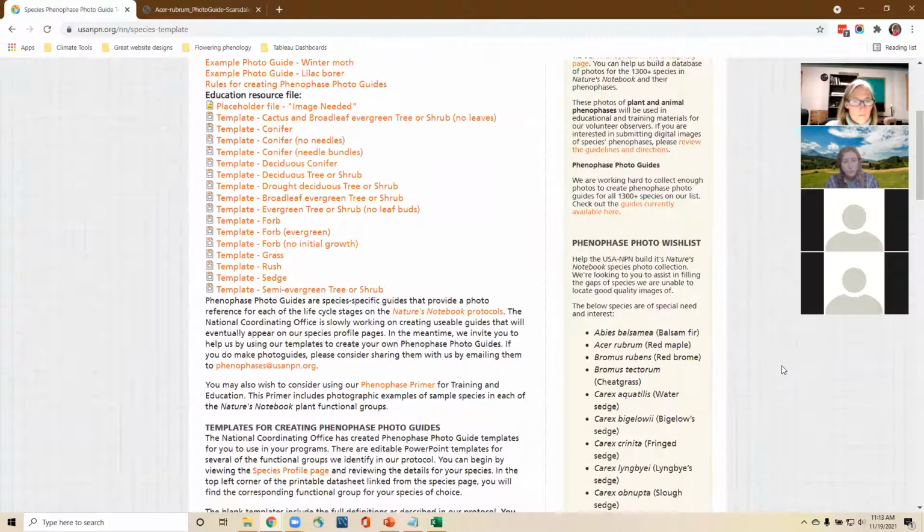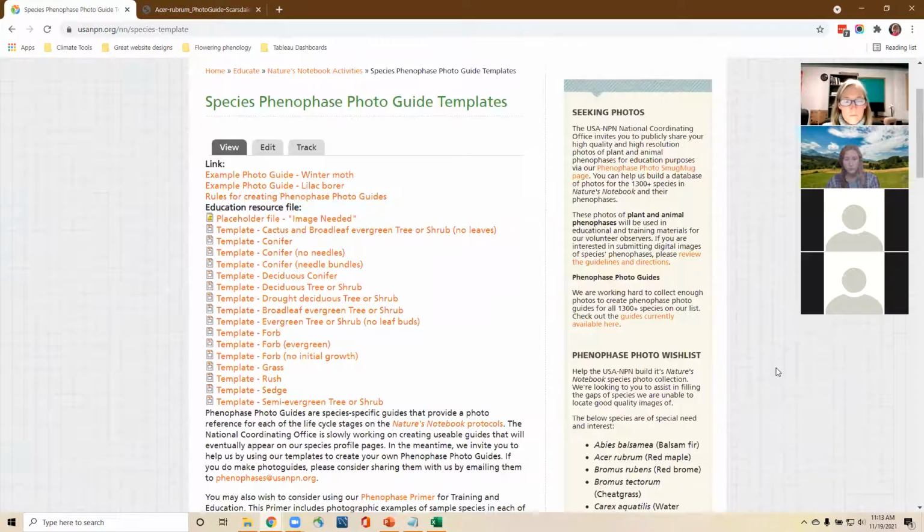If you want to make a guide, if you have a bunch of nice pictures or a need for a particular guide and we don't have it, then you can go here to get the templates for the different types of trees and shrubs and other plants that we have. That'll give you a PowerPoint where you can plug in the different photos and the information. And if you want it posted on our website, you can send it to me and we'll actually vet it for you. We'll make sure that it's correct and approve it if it has good photographs, and then post it on the website on that table.